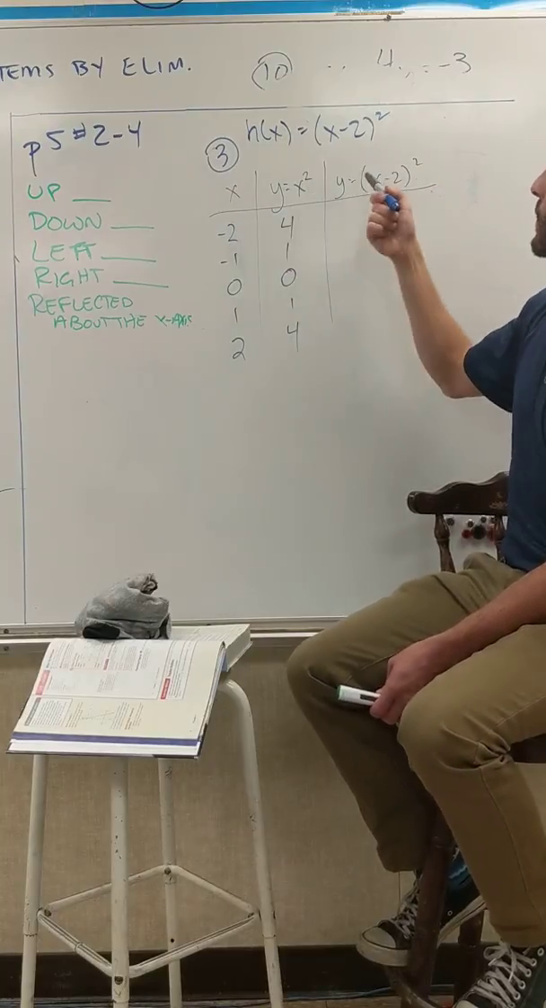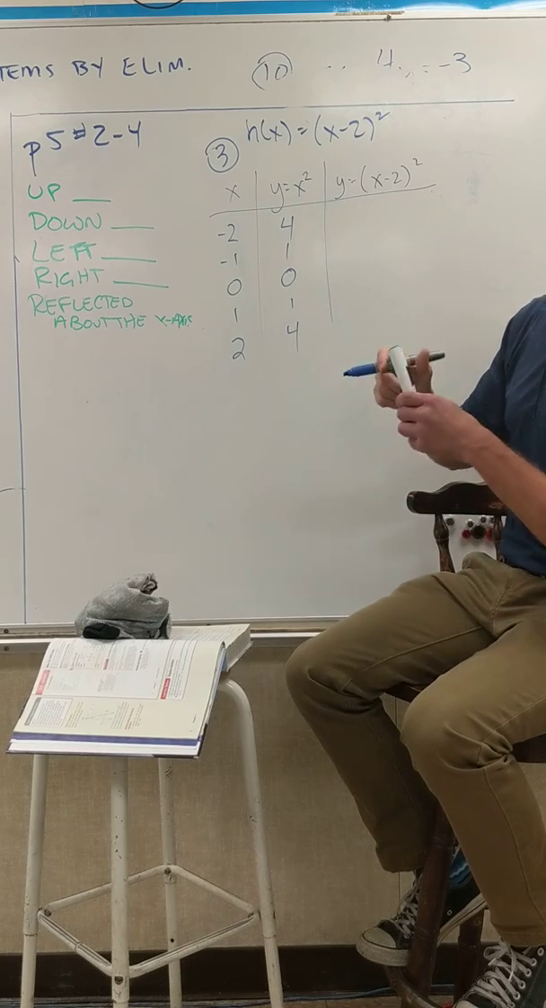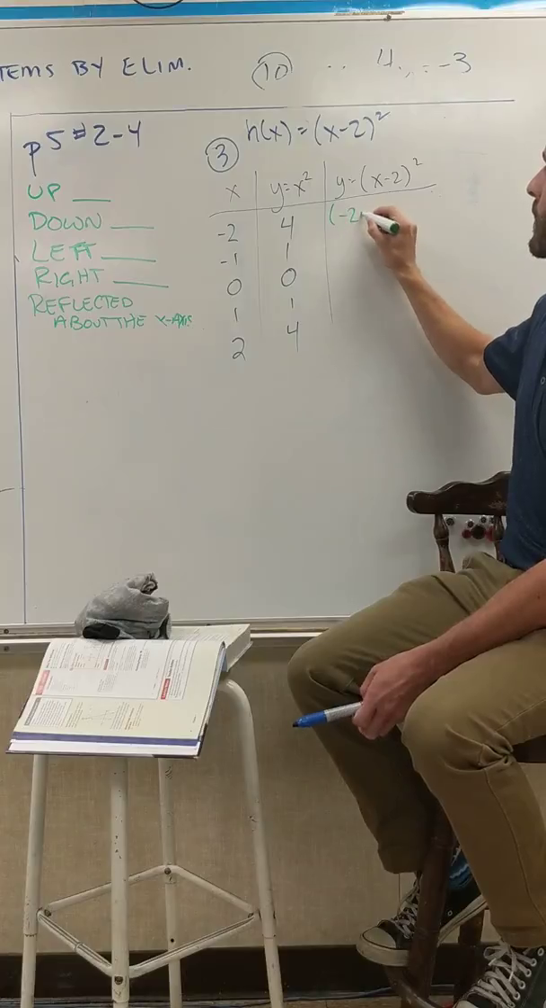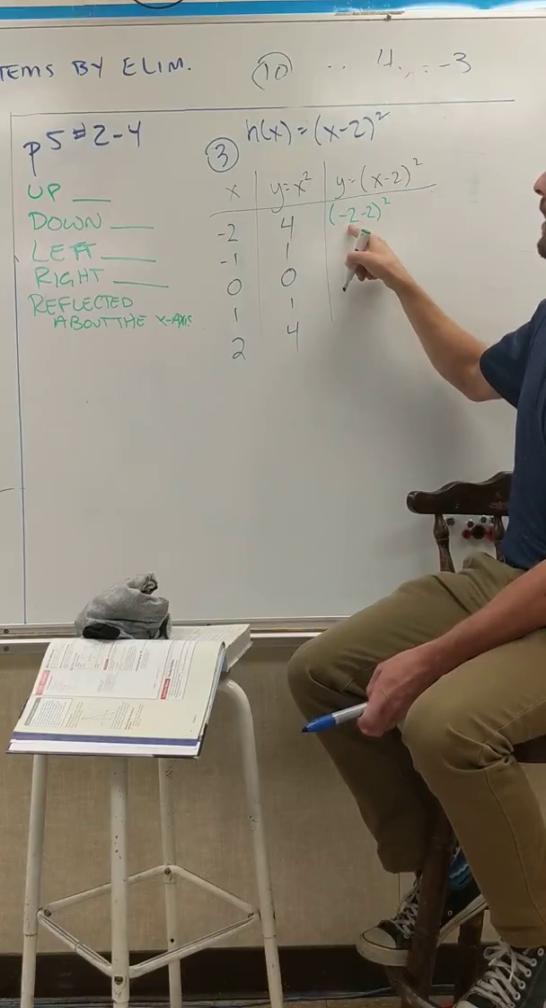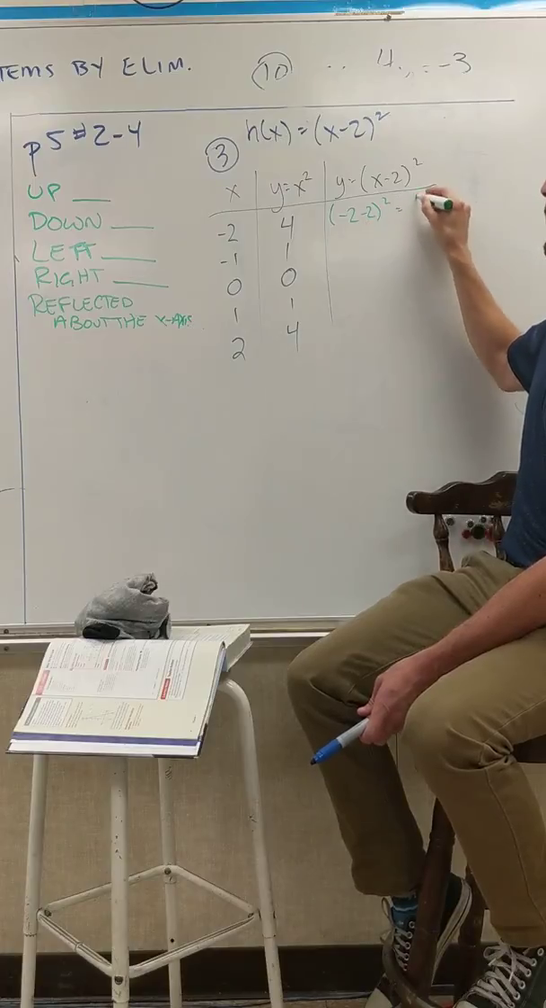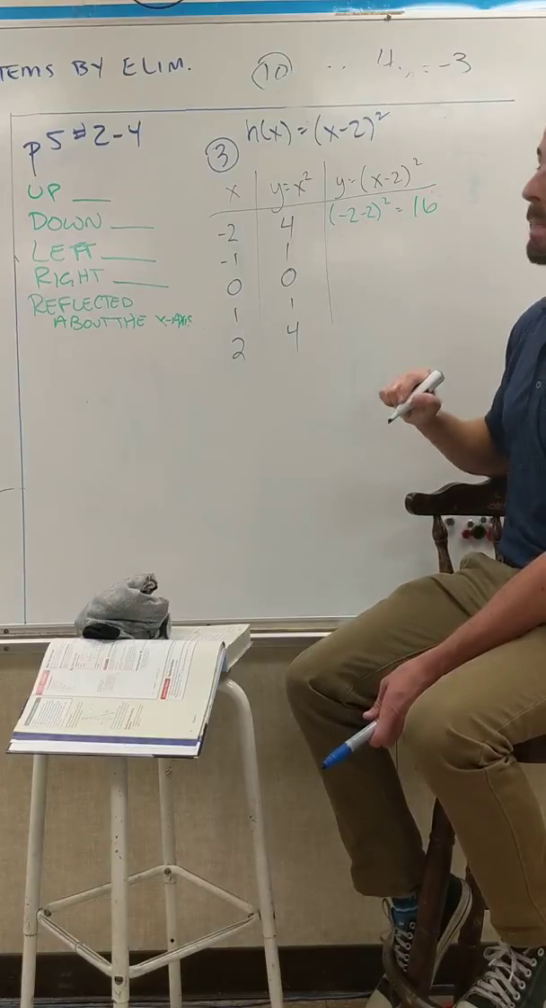Now, we have to take x and plug it into the question that the book wants us to do. So, -2 minus 2. I think I'm actually going to do some math for this so that I don't lose anybody. I'm going to plug in -2. -2 minus 2 is -4. And -4 squared is 16.